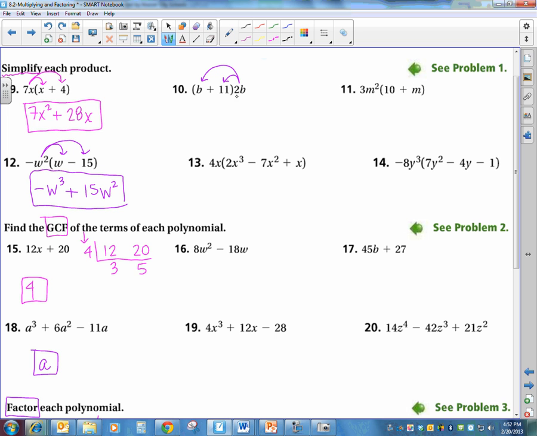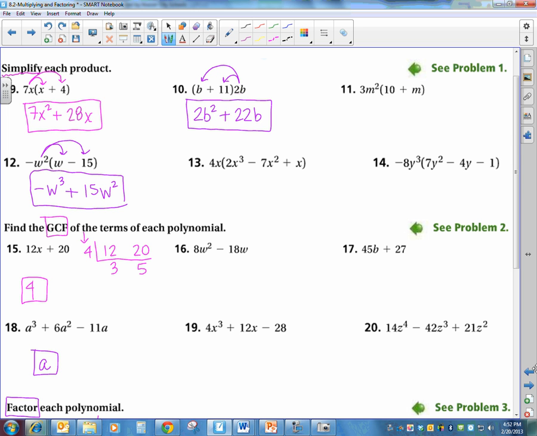B times 2b. All right, remember we multiply our coefficients first, so I have a 2, and b times b, I have 1 in each place, so that means I have 2 of them. Carry down my sign. 11 times 2, and carry down my variable. And that's what we get.